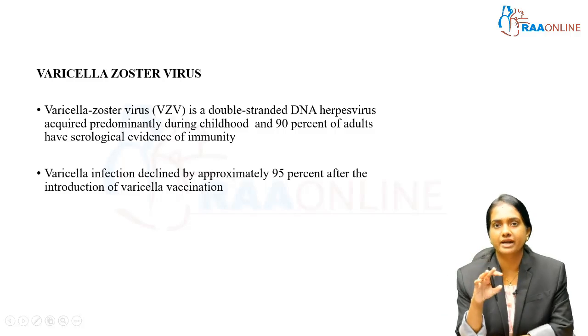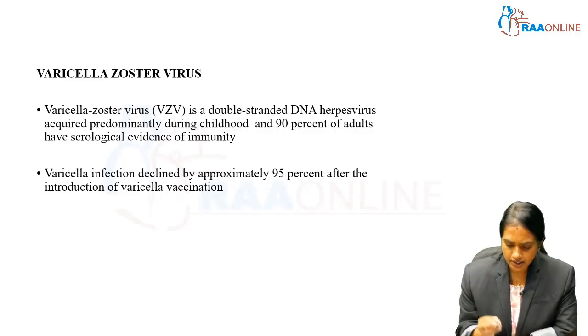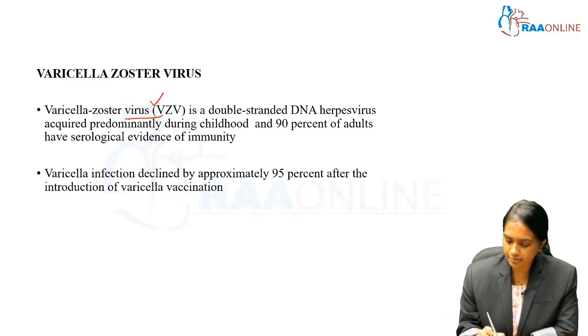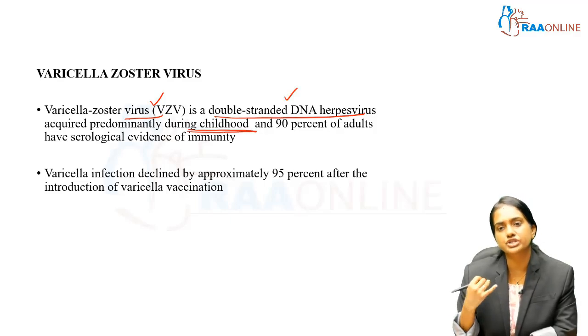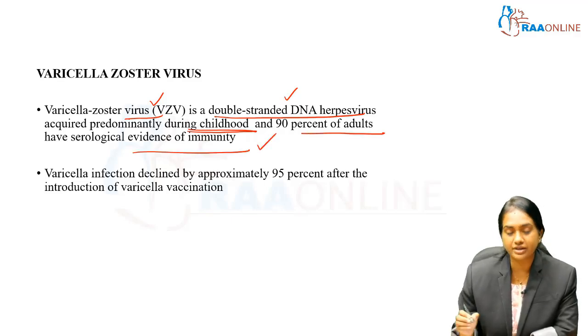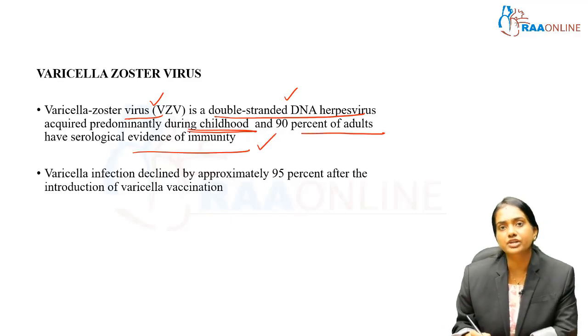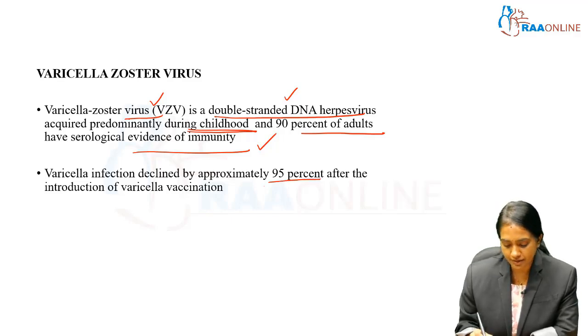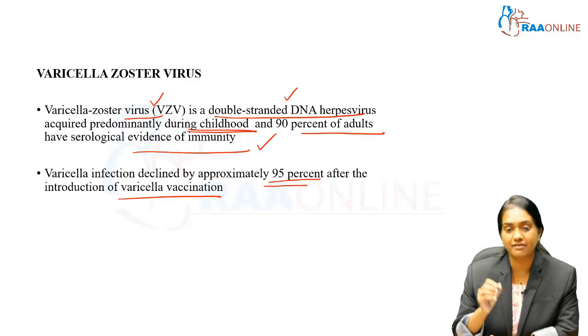Now moving on to the next virus, which is the varicella zoster virus. This varicella zoster virus is a double-stranded DNA virus. Most people acquire the infection in childhood and it will remain dormant. 90% of adults have serological evidence of immunity. Varicella infection declines by 95% after the introduction of varicella vaccination.